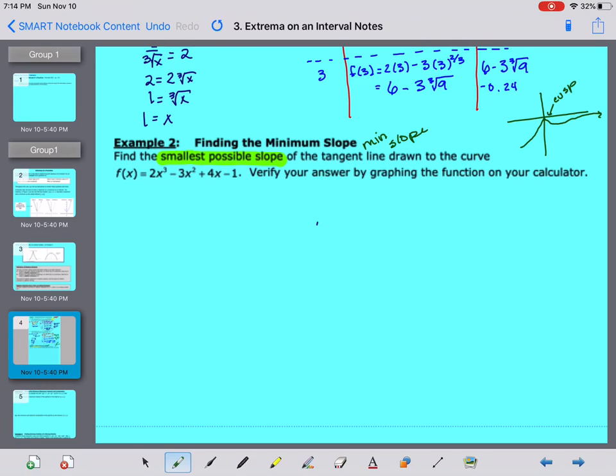It's going to kind of affect what we do, because if I want to find the minimum slope, that means I'm really taking the derivative of the slope equation. So we're actually going to be working with the second derivative, because if I want to find the minimum of the slope, I first need to get the slope equation. So I'm going to start there. So our slope equation, we know from everything we've done in here, comes from the derivative.